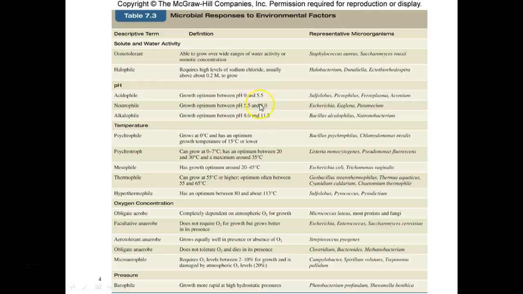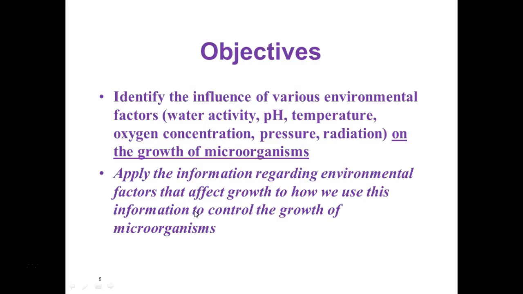A few numbers you do really need to know range-wise, though, are pH. For acidophiles, you need to know that their pH range is 0 to 5.5. Neutrophiles 5.5 to 8, and alkalinophiles from 8 to 11.5. And then, of course, the oxygen requirements, you really do need to understand those definitions.